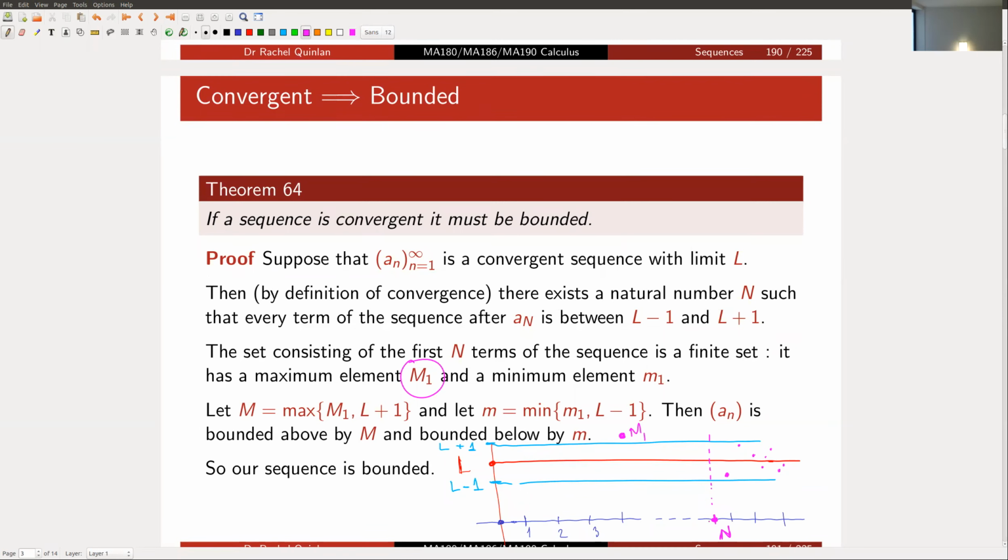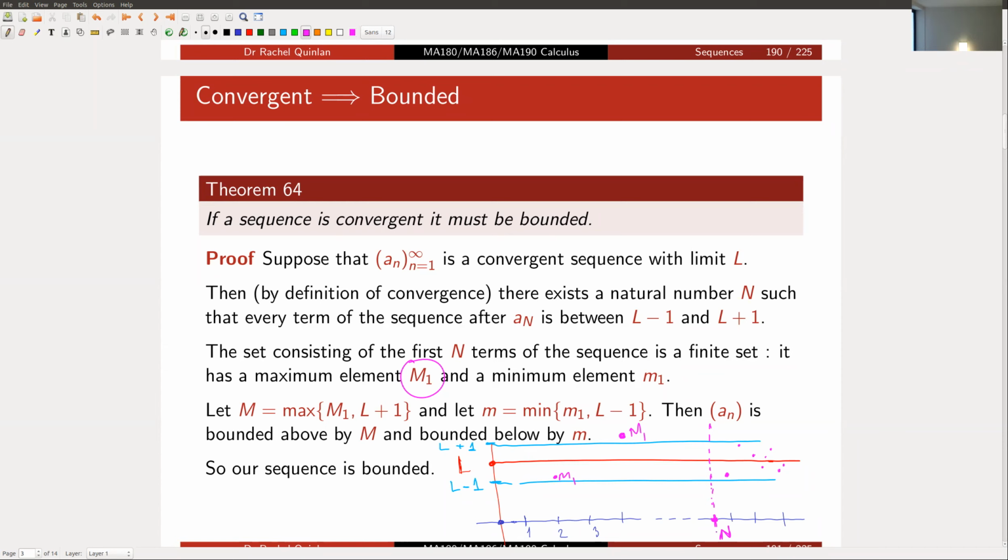There's only a finite number of them before we hit this point beyond which they're all bounded. And there's a least one as well in that first finite range. So basically, the first part of the blue lines are not really relevant in the first part of the picture before this pink dashed line, because we don't know for that initial part whether the terms of the sequence are all contained in the blue sleeve or not.